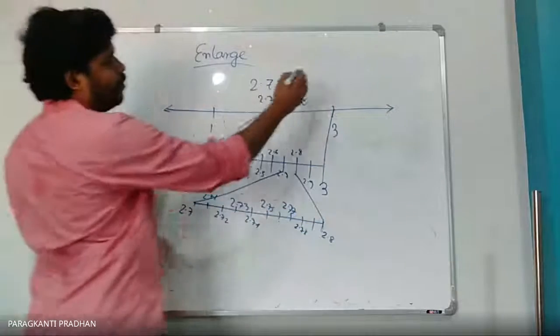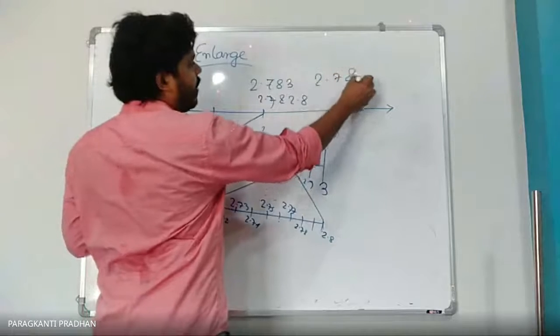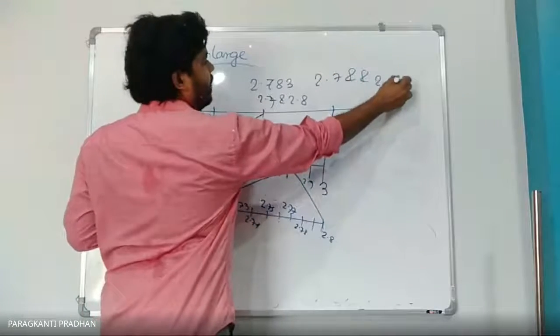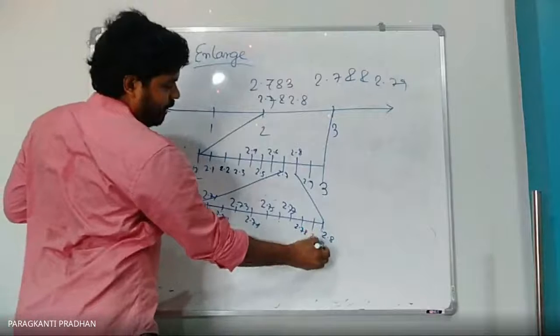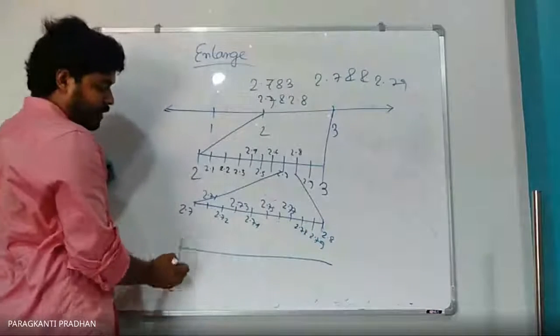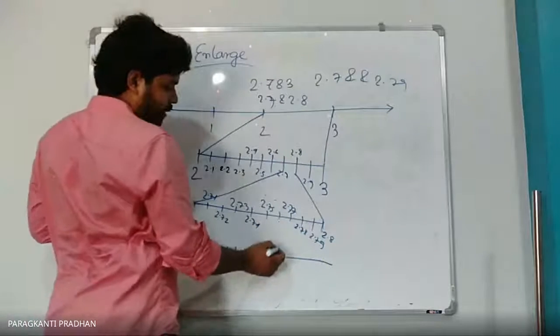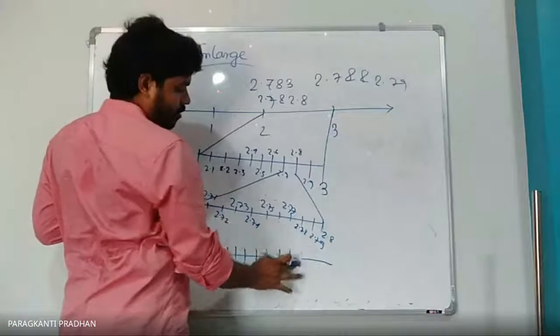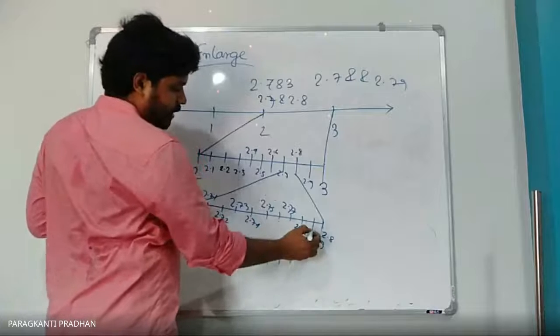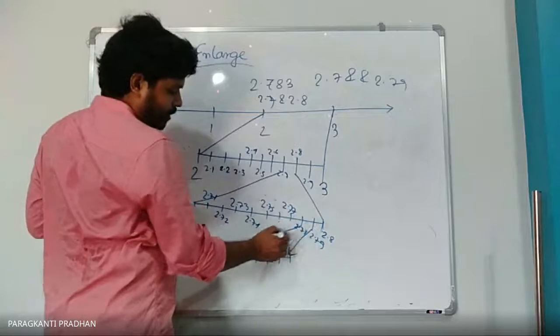Again, the number lies between 2.78 and 2.79, and this is 2.79. Again, magnifying this, at first just divide into 10 parts. 1, 2, 3, 4, 5, 6, 7, 8, 9, 10. And this part will be added with this number, and this will be 8.